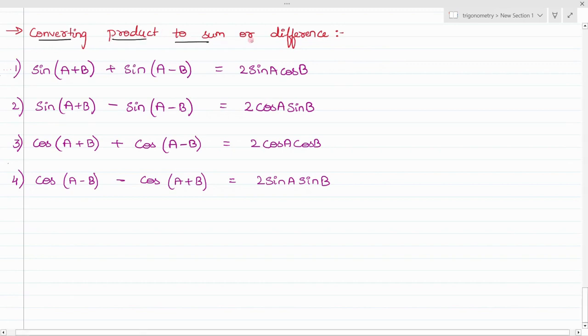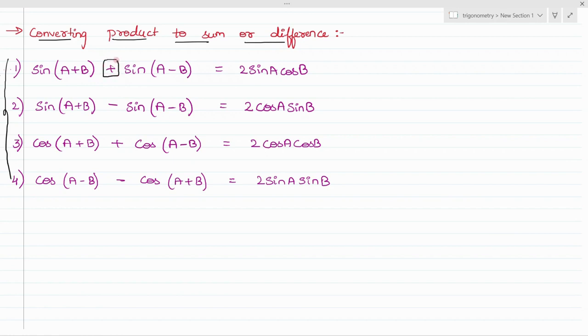Converting product to sum or the difference. Here we're going to see these four formulas and their proofs with examples. If you observe in these formulas, it's the sum or the difference of two trigonometric ratios, which gives an output in such a way that it is a product. Basically, when you add or subtract, you get a multiplication in the end of the result.